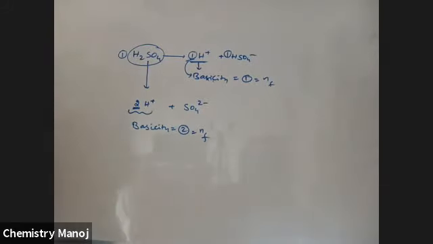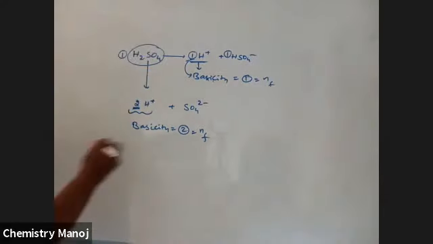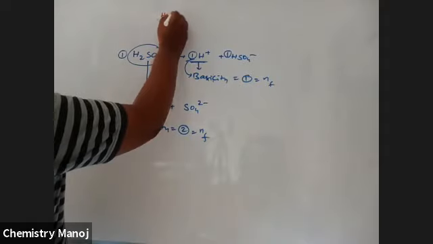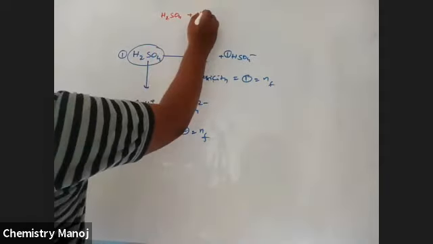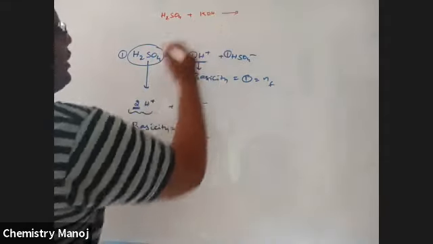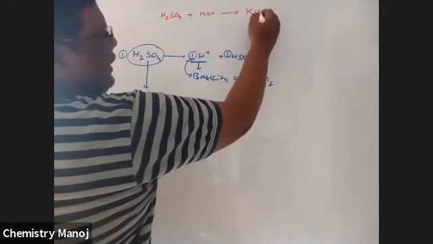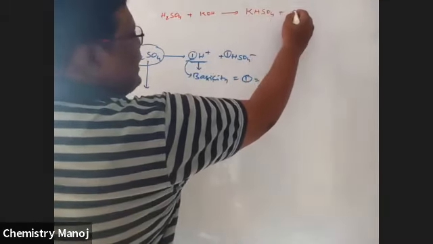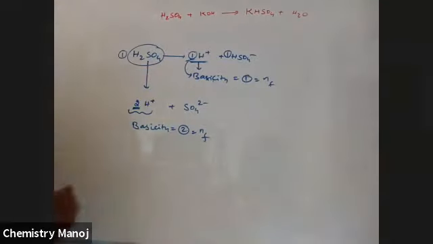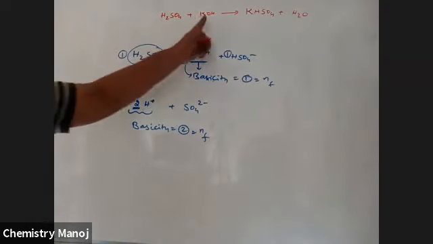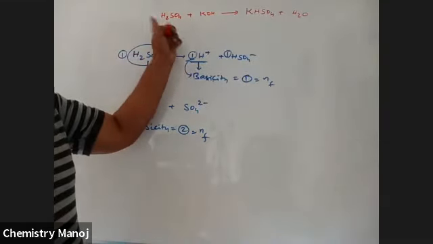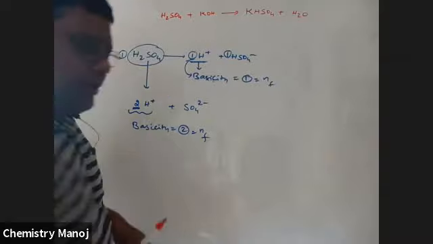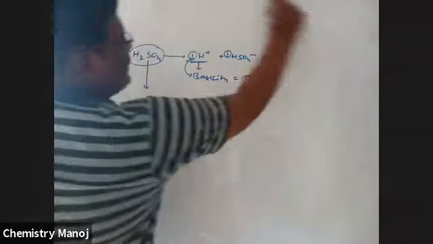So you see here the reaction. H2SO4 reacts with KOH. That gives KHSO4 plus H2O. Okay. So now, how many hydrogens are replaced here? Someone asked me, please increase the font size. I will try. Wait.